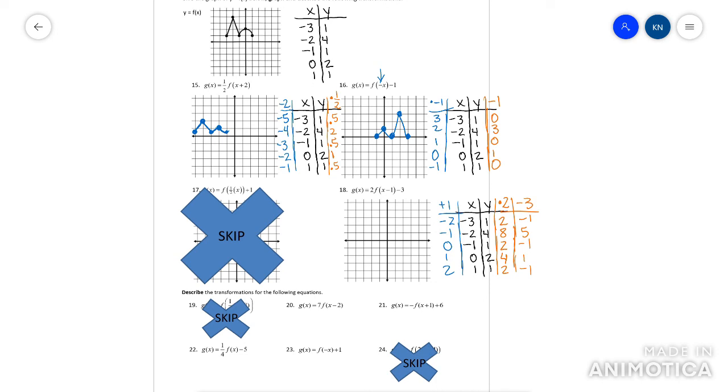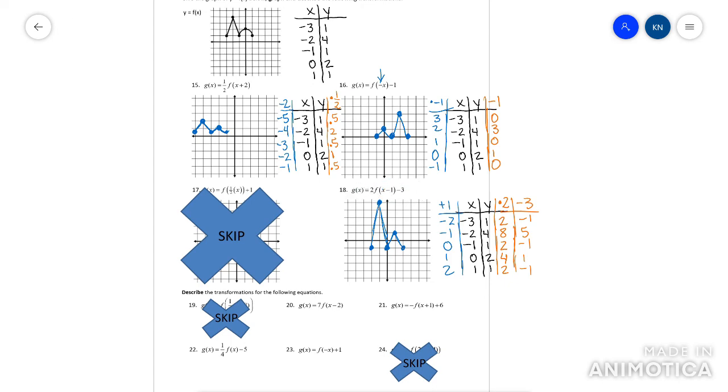Now, same thing, go to graph it using your outermost coordinates. So -2, -1, -1, 5, 0, -1, 1, 1, and 2, -1. So this one looks like this. And so if I was naming these transformations, this is a vertical stretch times 2. This is a horizontal shift right 1. And this is a vertical shift down 3.